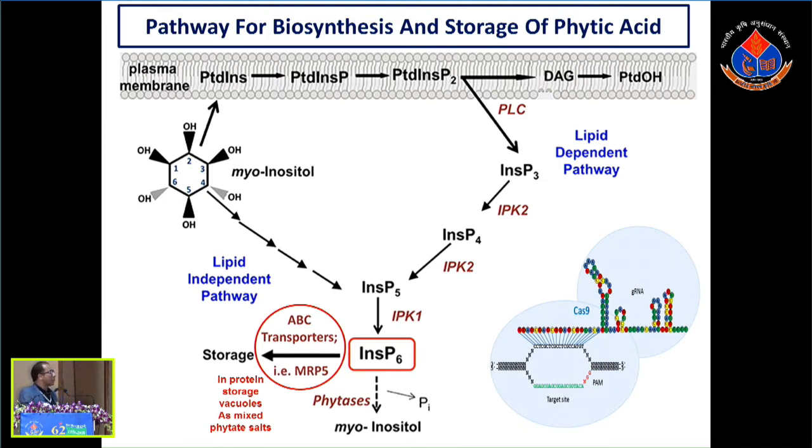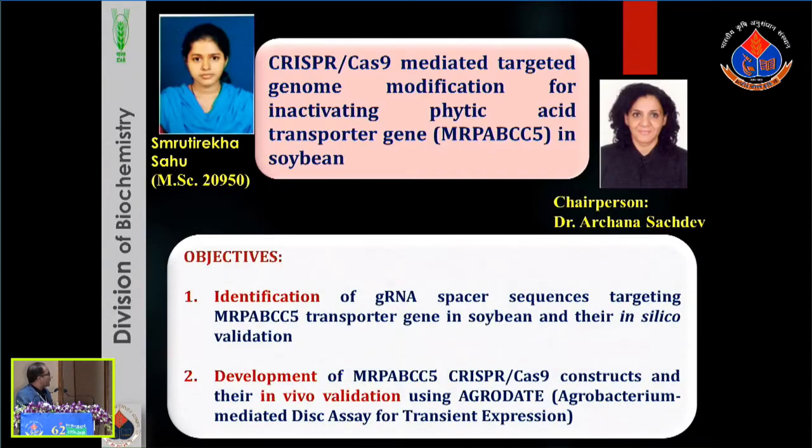So there are 2 pathways by which it can be synthesized: the lipid dependent pathway and the lipid independent pathway. And here you can see that once it is synthesized, it is stored in the vacuoles due to the presence of ABC transporters. So if we can somehow stop the transport of the phytic acid into the vacuole, its accumulation can be prevented. So this is what the student worked on. He targeted these ABC transporters, which are multi-drug resistant transporters.